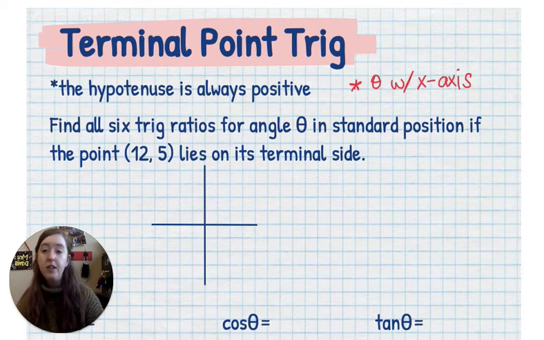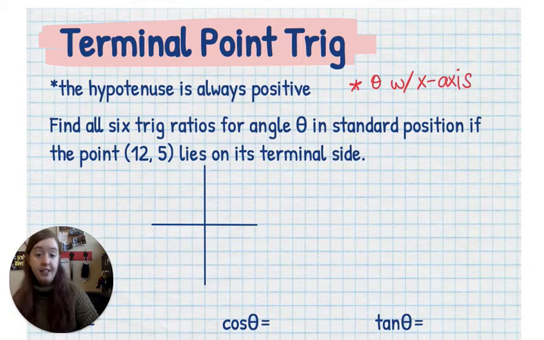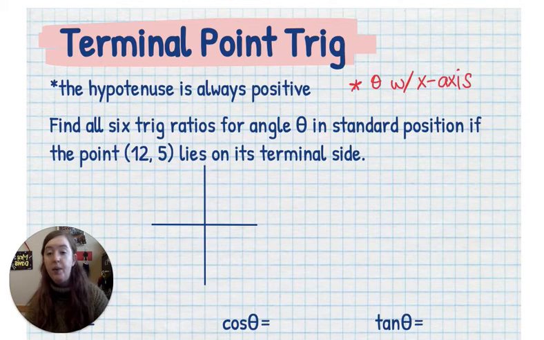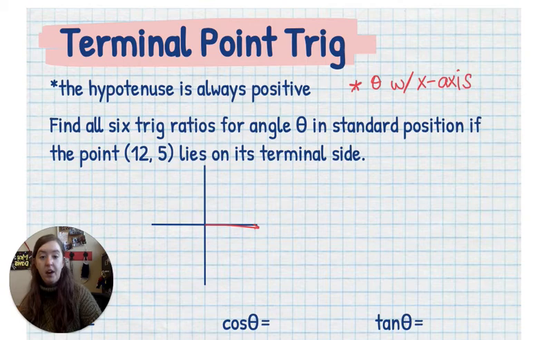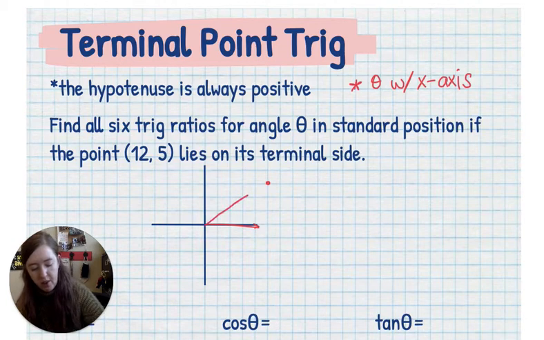All right, so the first example says, find all 6 trig ratios for angle theta in standard position if the point (12, 5) lies on the terminal side. So standard position just means that the initial side is out here on that positive part of our x-axis. And then we're going to pass through the point (12, 5).